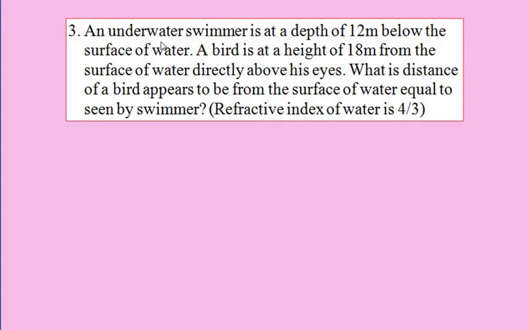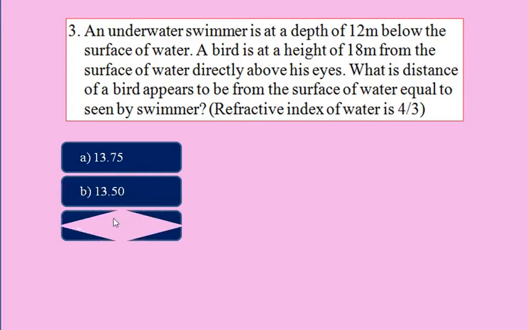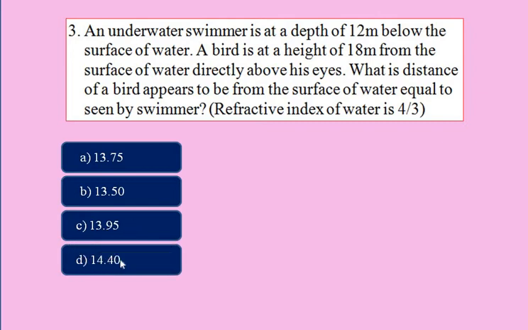An underwater swimmer is at a depth of 12 meter below the surface of water. A bird is at a height of 18 meter from the surface of water directly above his eyes. What is the distance at which the bird appears to be from the surface of water as seen by the swimmer? Here the refractive index of water is given, which is equal to 4 by 3. The options are option A 13.75, option B 13.50, option C 13.95, option D 14.40.